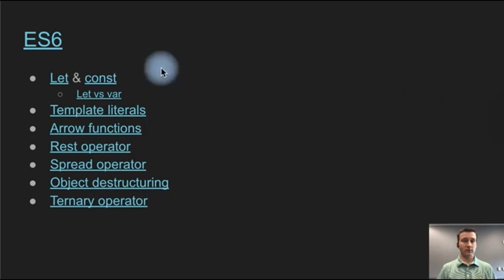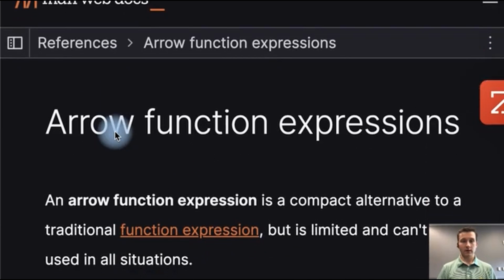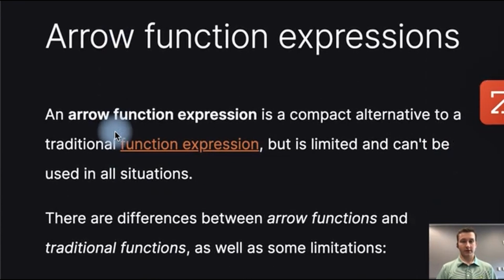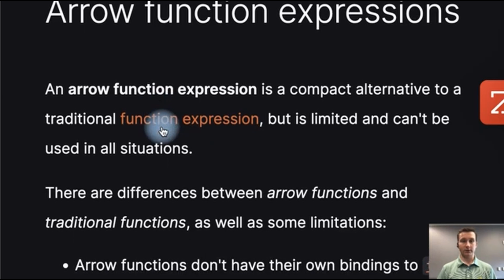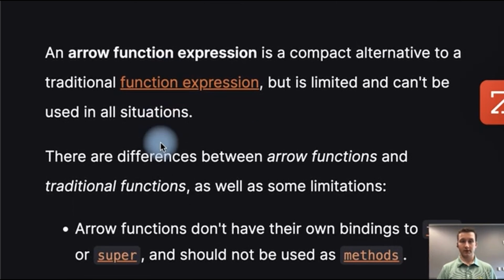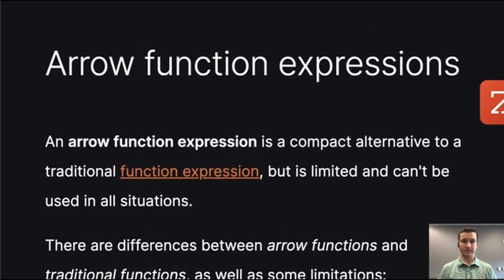Okay, so we'll look at an arrow function here. Arrow function expressions. An arrow function is a compact alternative to traditional function expressions, but is limited and can't be used in all situations.